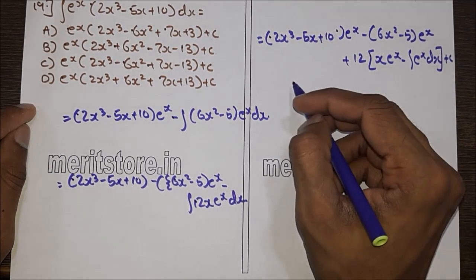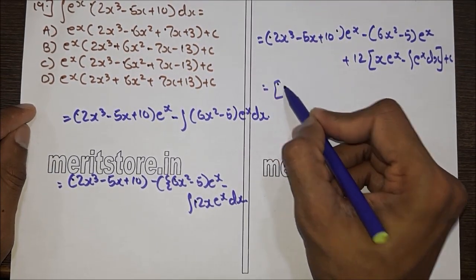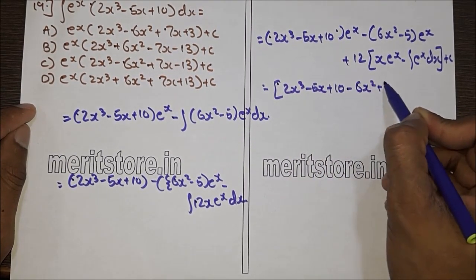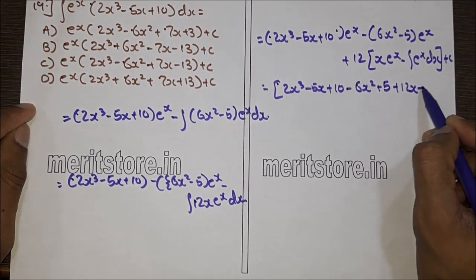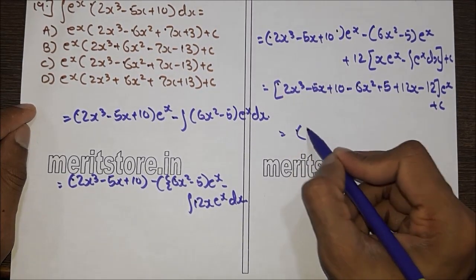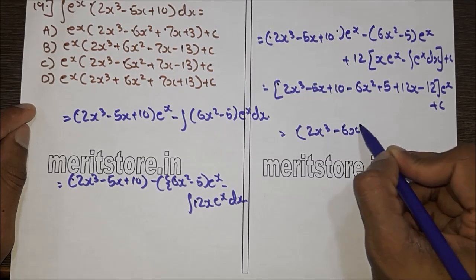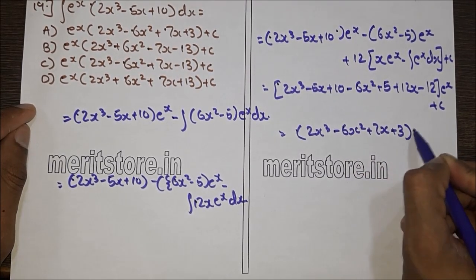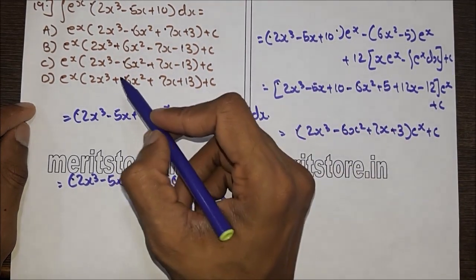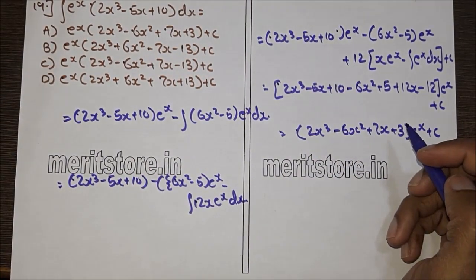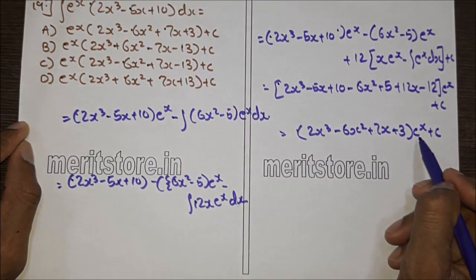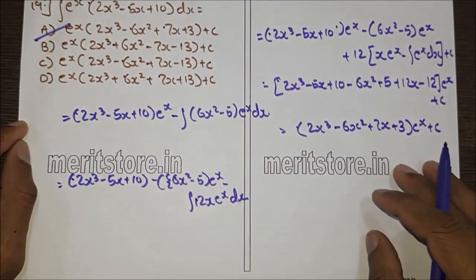plus c. For solving it, taking e raised to x as common, we get (2x cube minus 5x plus 10 minus 6x square plus 5 plus 12x minus 12) e raised to x plus c. Therefore, we get (2x cube minus 6x square plus 7x plus 3) e raised to x plus c. If we see, our answer matches with option A, that is e raised to x (2x cube minus 6x square plus 7x plus 3) plus c. Therefore, option A is the correct answer.